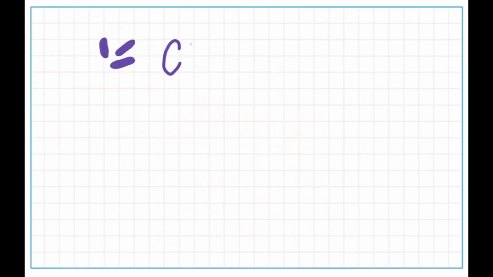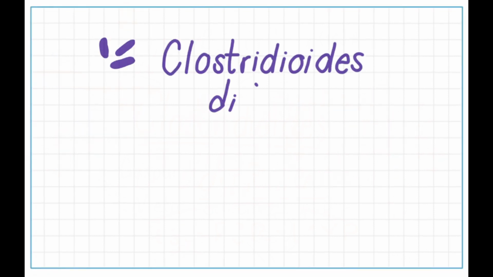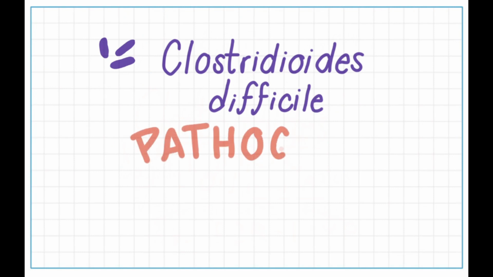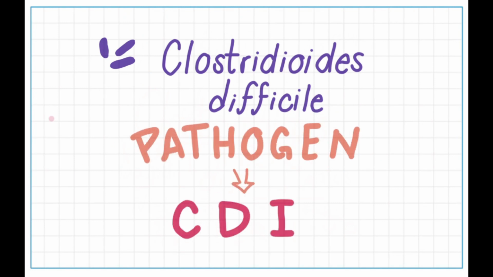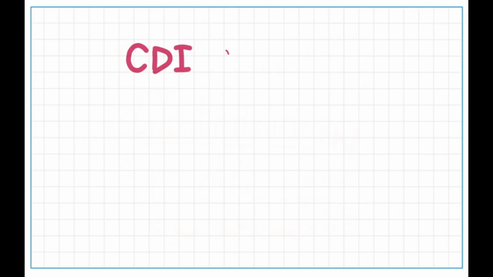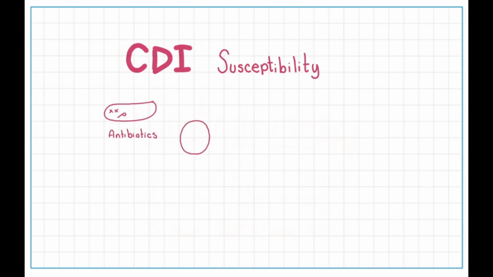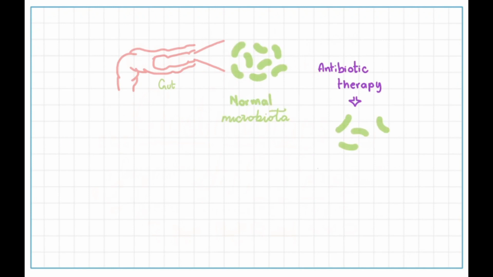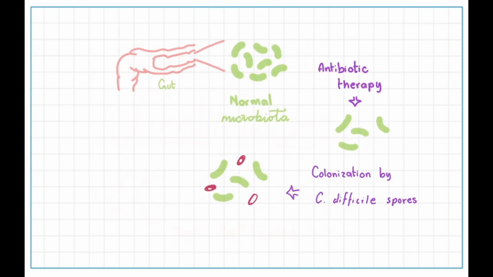Clostridioides difficile is a pathogen capable of generating an infection called CDI, Clostridioides difficile associated infection. From now on, we are referring to this infection as CDI. CDI susceptibility is due to a wide range of factors, such as recent antibiotic use, advanced age, underlying medical conditions, or immunocompromised status. Disruption of the normal gut microbiota, often due to antibiotic therapy, creates an environment where Clostridioides difficile can proliferate and cause infection.